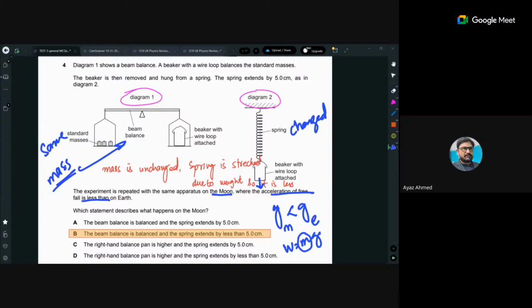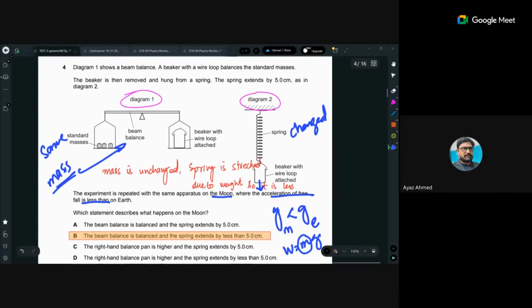And because diagram 1 is using the beam balance technology, which is measuring the mass, the mass will remain the same throughout. That is why mass will not change, that is, the diagram 1 reading will not change. Got it? Yes, Ariba, is it clear? Somewhat. Look, mass is always constant.